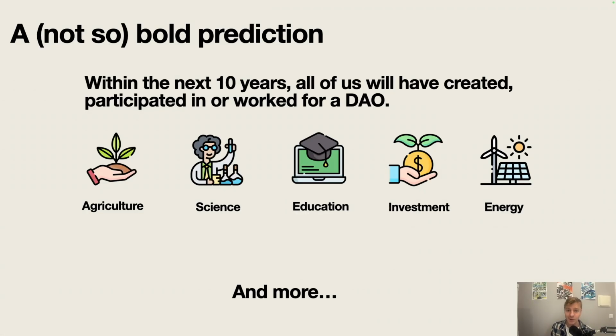I want to start this video with a prediction. I believe that if you're watching this video right now, in the next 10 years, you will either create, work, or participate in a DAO. And a DAO can be an organization focused on any kind of subject. There could be a DAO for agriculture, science, education, investment, energy, and any type of sector that you can think about, there will be a DAO for it. So it doesn't matter what you're good at and what you're passionate about, because there will be a DAO and even multiple DAOs dedicated to you.